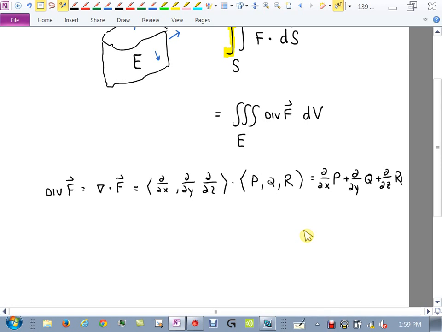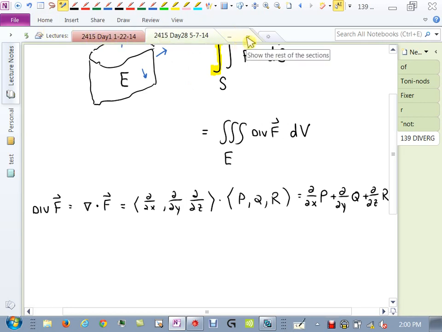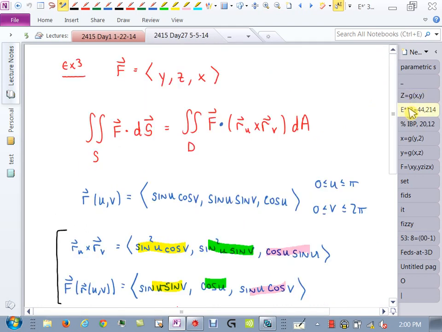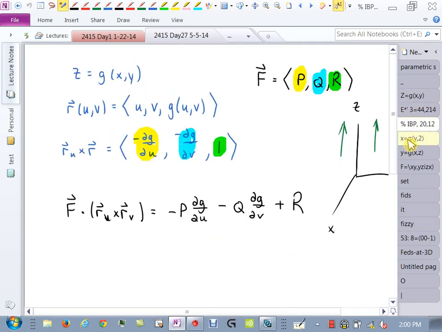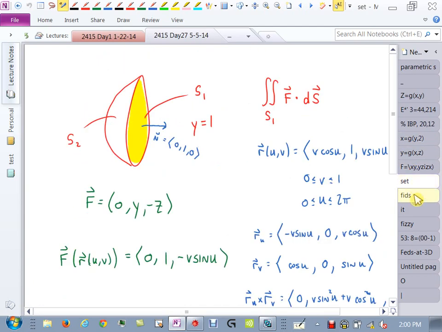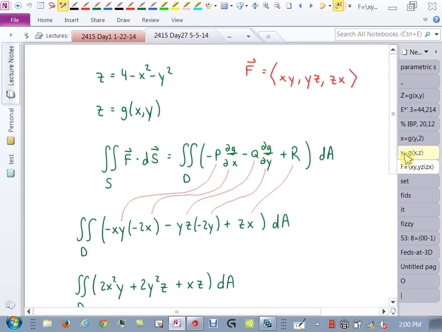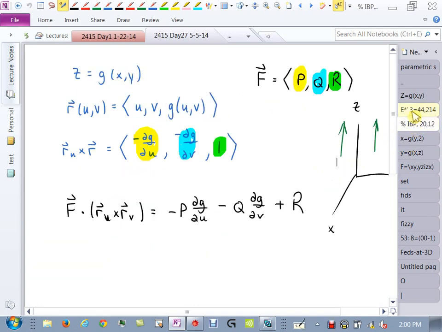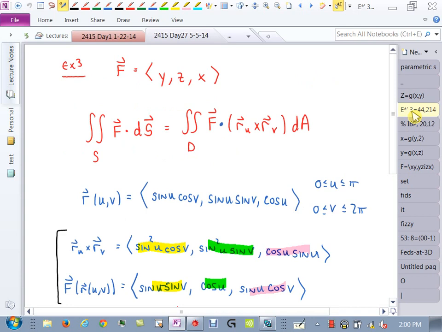What I'd like for us to do is look back. 13.7 is the section, example 3. So I'm going to bring it up. I think it was from last class. Let me verify that. 13.7, example 3. Yep, it was the unit sphere problem. No, it was before that. I think this was it. Yeah, example 3.